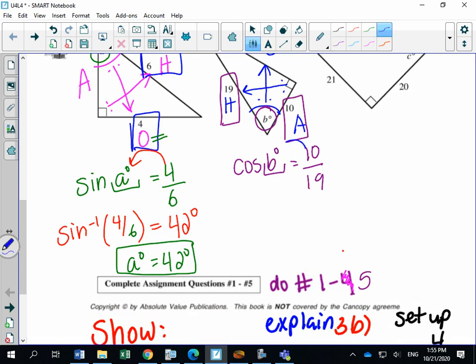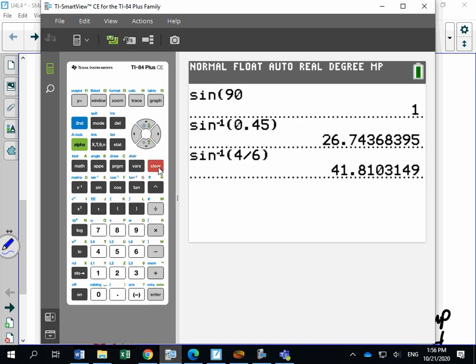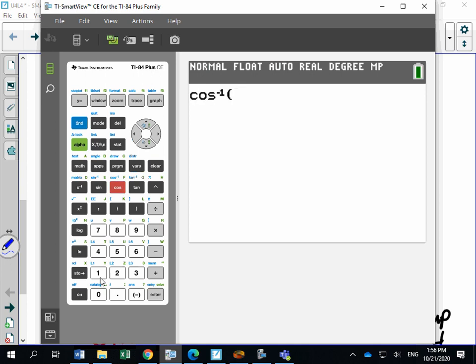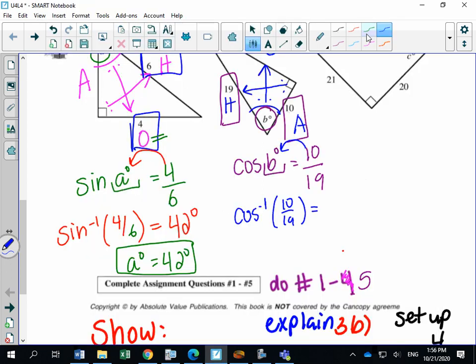Mark 2 would be for realizing that this is an inverse function. So the inverse cos of, so you have to have that cos negative 1 of 10 over 19 is equal to, what is that? 58 degrees would be your answer. And then for your last step, angle B is equal to 58 degrees.